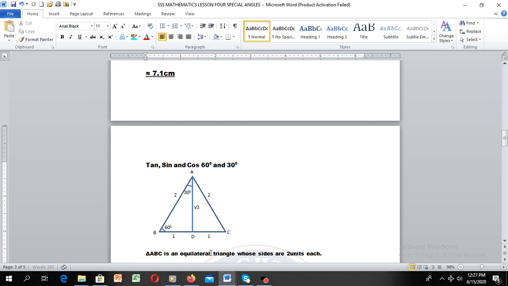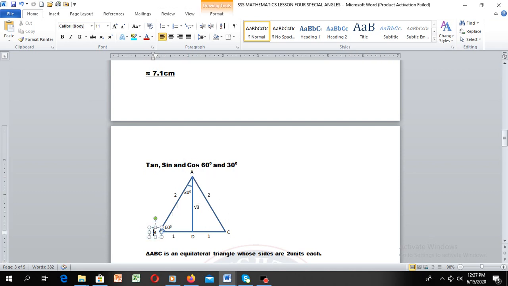So this equilateral triangle, that means all the sides are equal. An equilateral triangle is a triangle with all the sides equal. So that means that side AB is equal to side BC is equal to side AC. The length of AB is equal to the length of BC and is equal to the length of AC.